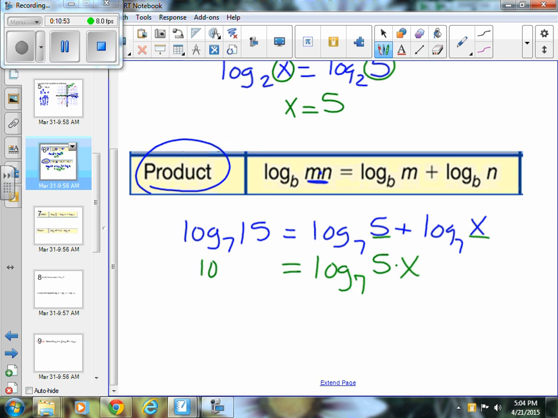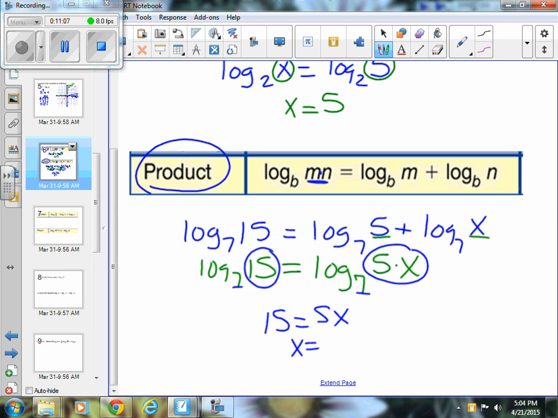Well, how does that help you? Well, look at the other side of the statement then. Now you have equality, two logs that have the same base. So I can set the expressions on the inside equal as well. So 15 would have to be 5x, so x would have to be 3. So thinking about what those properties would do for us, we can solve for a lot of pieces.